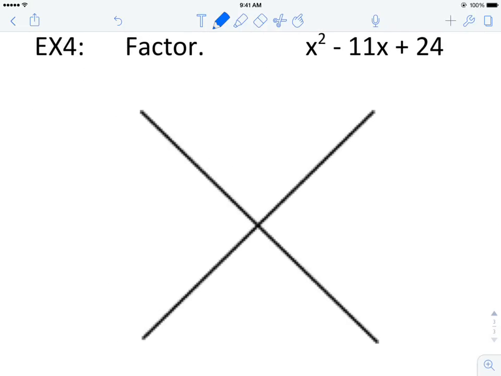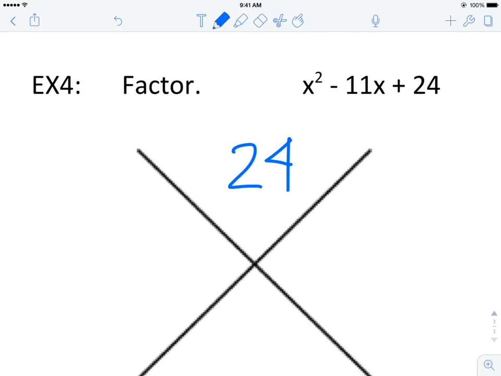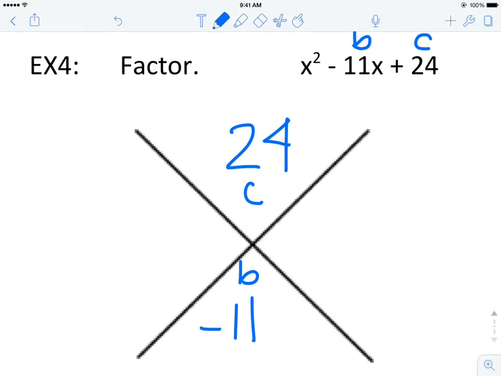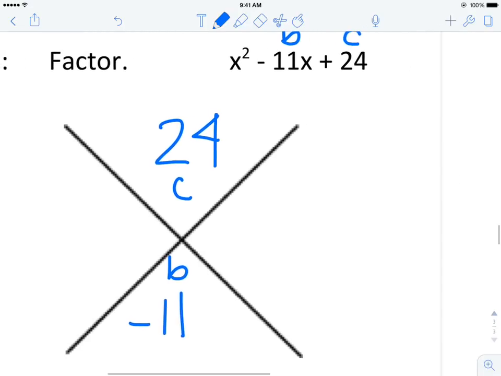Example number 4, we're going to do the same thing. We're going to put 24 up top because that is our C value. And then we're going to put B down on the bottom, which is negative 11. Notice how I made sure that the negative sign stayed with the 11. If you don't do that, you're going to get it wrong. Okay, so make sure your negative signs are important.